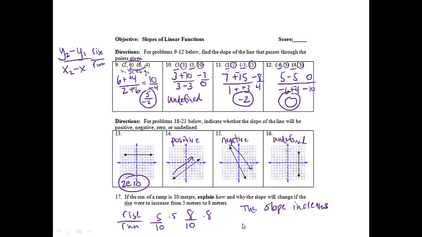Some people drew a picture, which works quite nicely also. I did have a run of 10 and a rise of 5, and then we still have 10, but this time we have a rise of 8. You can tell that the ramp got steeper. So this definitely, the slope increases, or the slope got steeper.